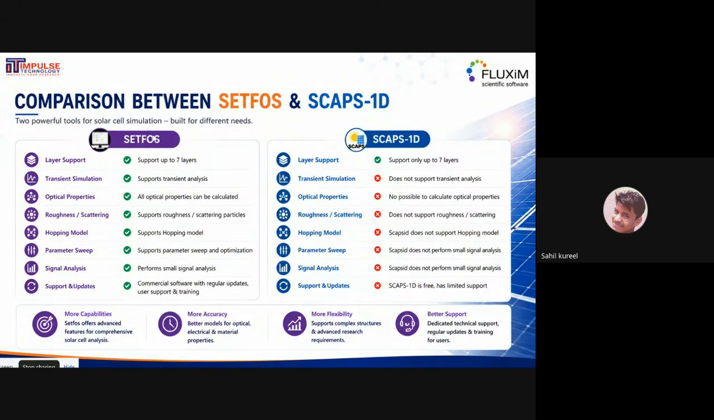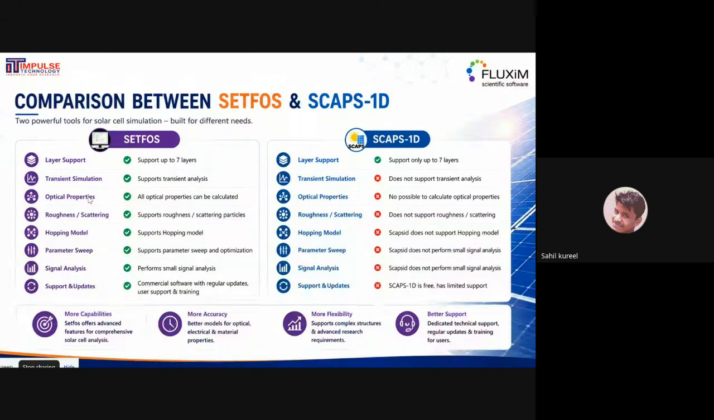Number of users work with SETFOS and Oghma 1D, but they don't understand the actual difference. SETFOS is a commercial software that supports more than 7 layers. In the other tool, only 7 layers are supported, but in SETFOS you can do unlimited layers. Transient simulations you can do here, but the other cannot do the transient parts.